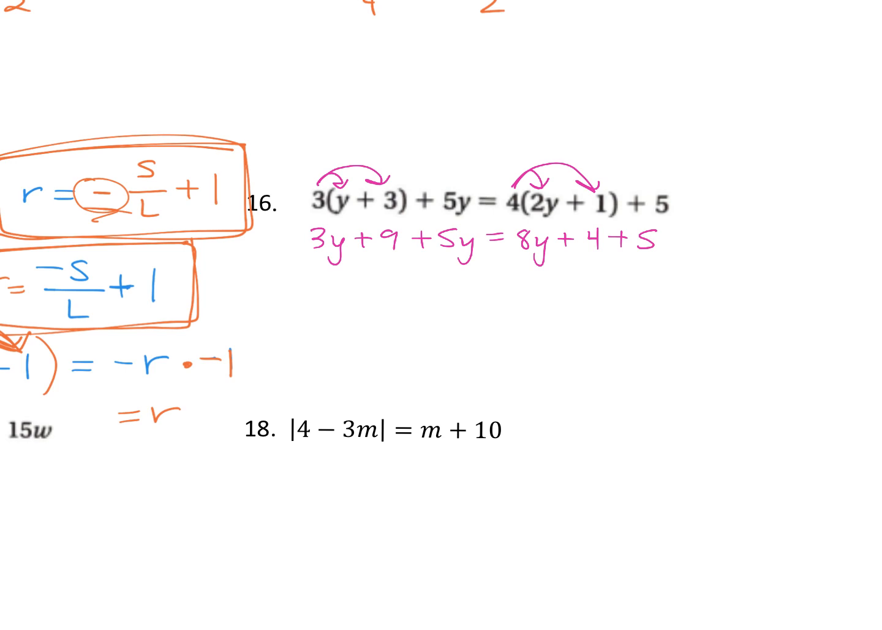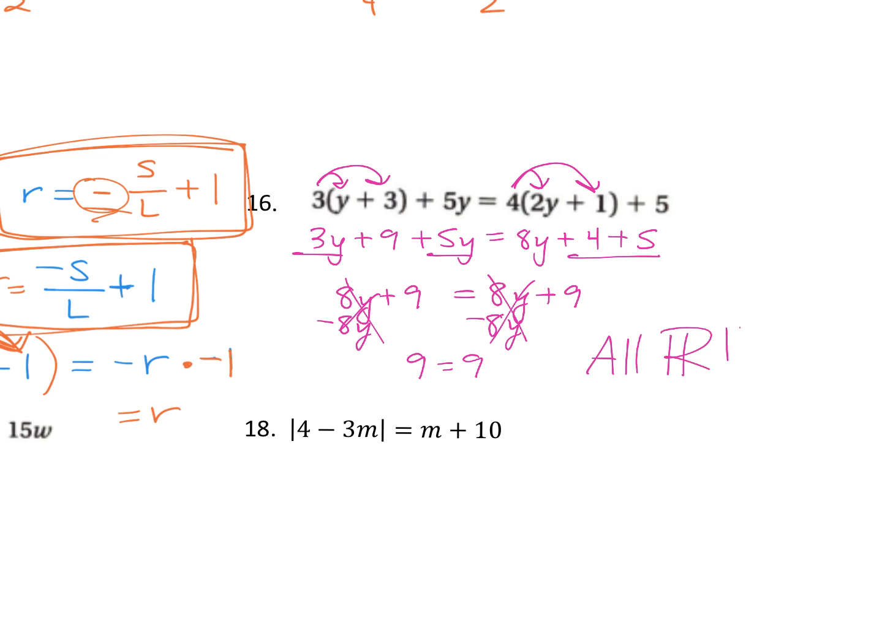Okay, so anyway, we have 3y plus 5y is 8y plus 9. And then 8y plus 4 plus 5 is 8y plus 9. Now, technically, you could stop here. What's your answer? All real numbers. But if the 8y freaks you out because you think you have to solve for y, then take the 8y's away, and you get 9 equals 9. Either way, all real numbers.